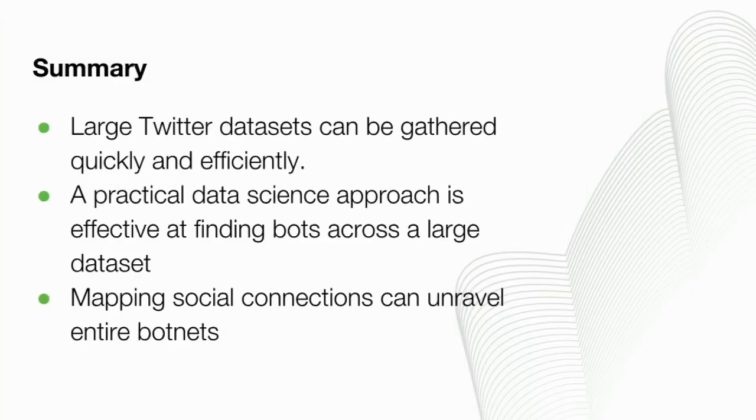And in summary, large Twitter data sets can be gathered very quickly and very efficiently if you're efficient with how you use the API requests that you're given. Then you can take this data set and apply a very practical data science approach to accurately find bots within it. Then you can take these bots and start unraveling entire botnets, figuring out how they're organized, how they're structured, and how they work together.